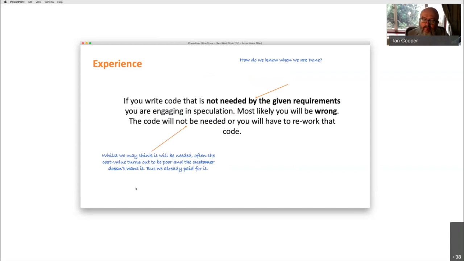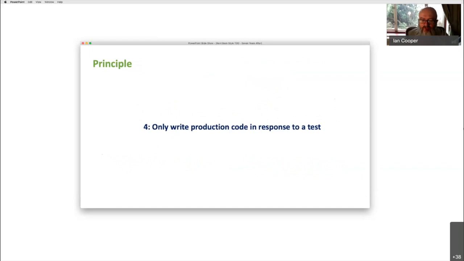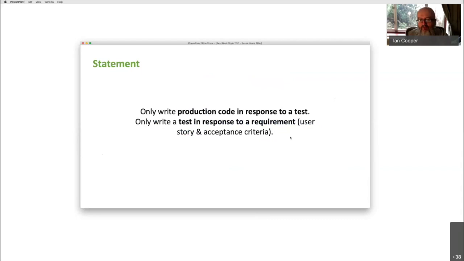So the thing we need to understand is that we should basically only write production code in response to a test. That's one of the key principles of TDD, okay? And we only write a test in response to a requirement. So we can't write speculative code. There's a path from requirement to test to thing that I implemented.